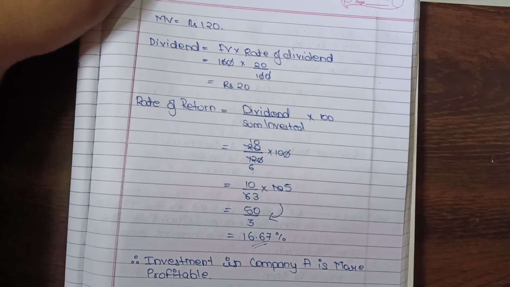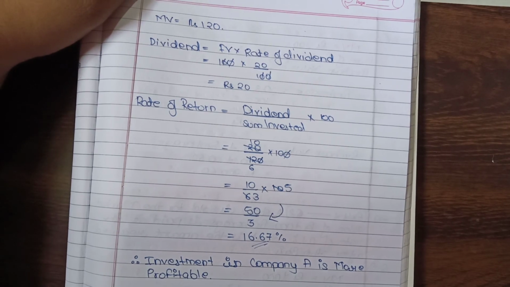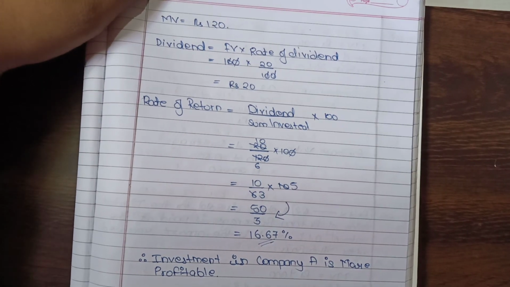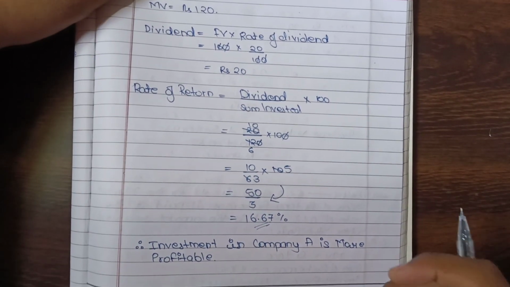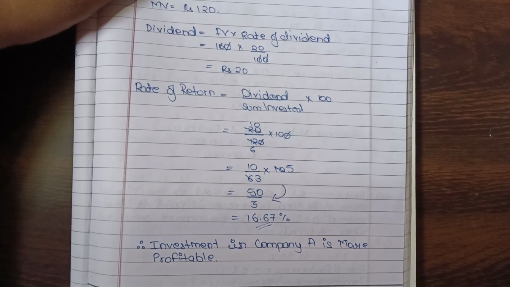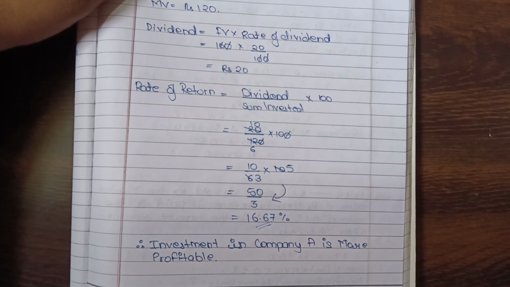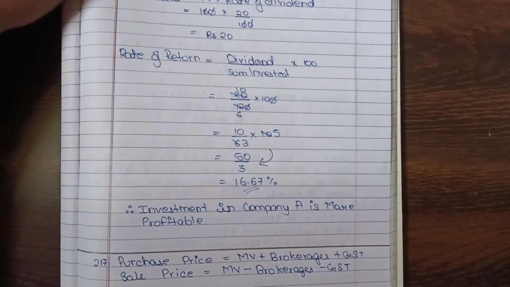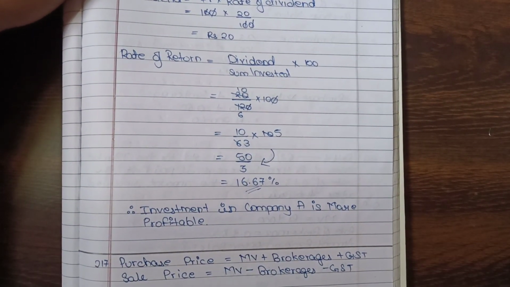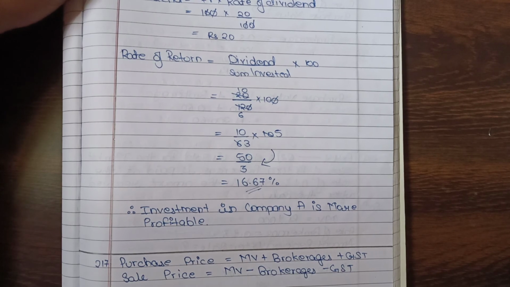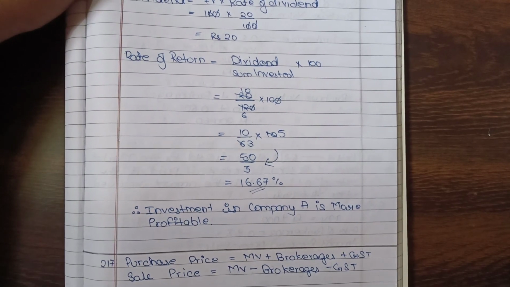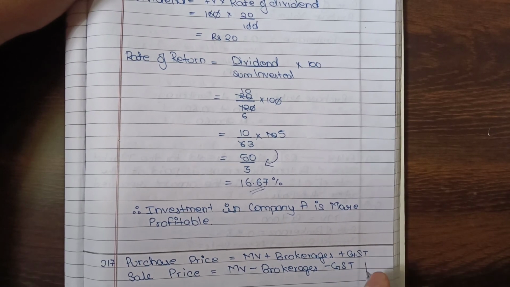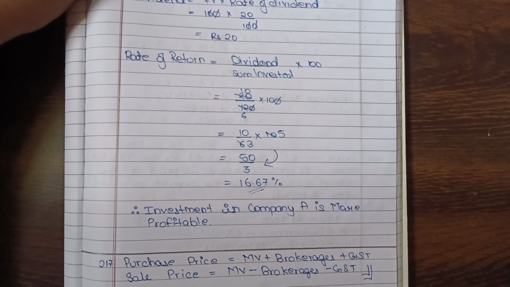Now we have solved almost all the questions of practice set 4.3. Now we'll be concluding our session, but before that I would like to give you a formula which will come in use in the next exercise. That is this one: purchase price equals market value plus brokerage plus GST, and sale price equals market value minus brokerage minus GST. This formula you need to learn in order to understand practice set 4.4.